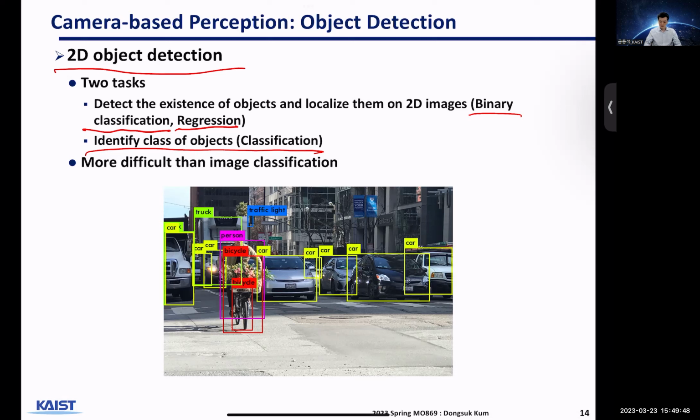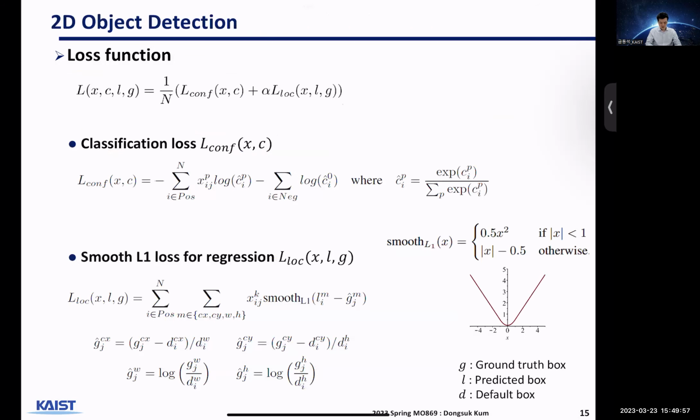There are many tasks that require 2D object detection for autonomous driving. So let's talk about 2D object detection first, and then move on to 3D object detection. Let's start with the loss function. Because, like I said, it has two tasks, it consists of two terms.